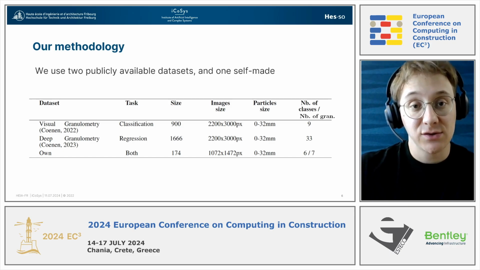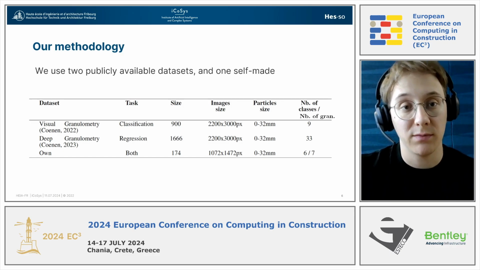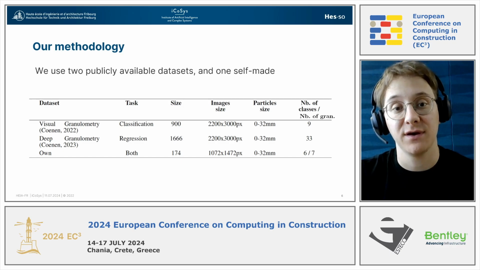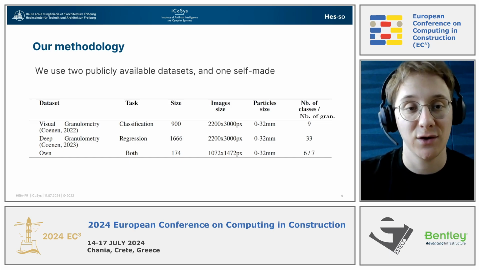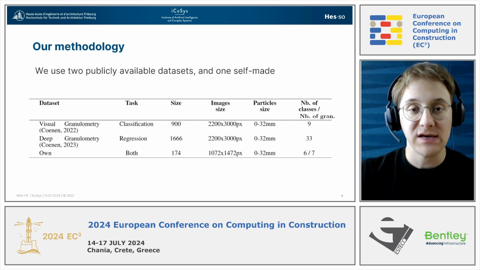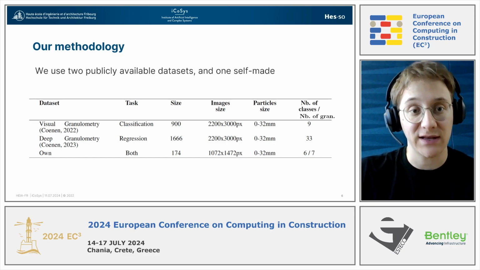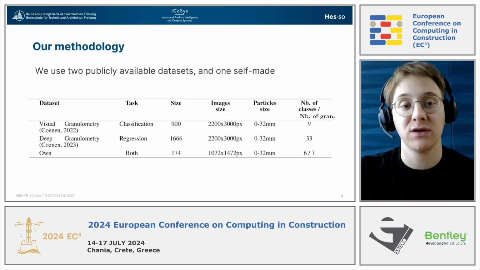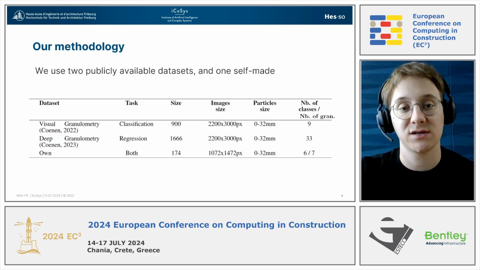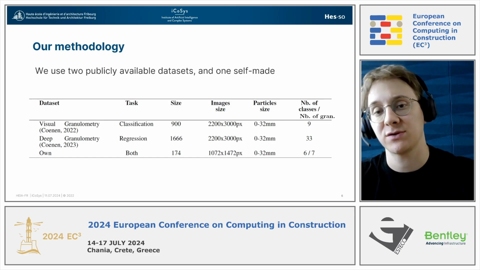About the data used to train these models, we used two datasets which were published by the same authors of the AgNet model, thanks to them by the way, and also a dataset which we put together ourselves. So the first public dataset, named Visual Granulometry, is built for classification towards classes of the DIN 1045 standard, while the second one is for regression towards the percentages of the bin grain sizes considered, for example, from 1 millimeter to 2 millimeter.